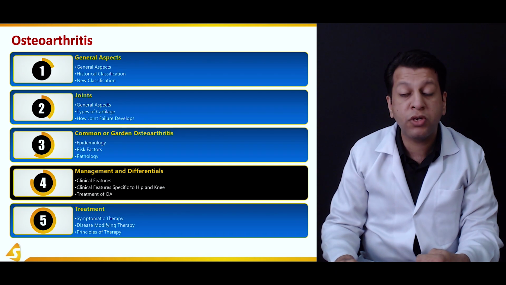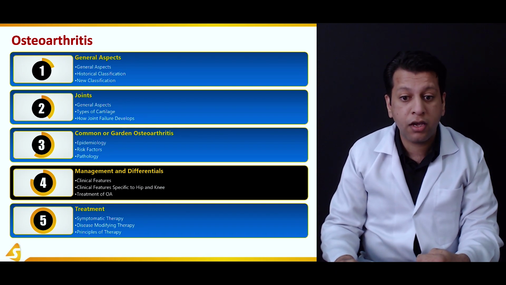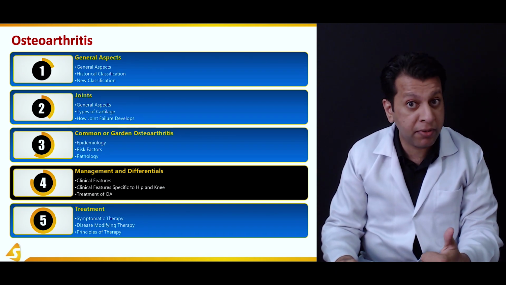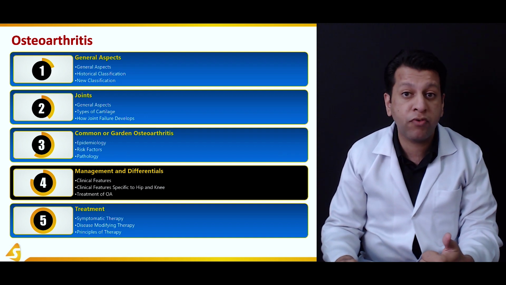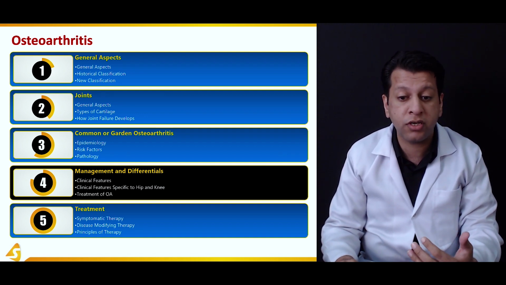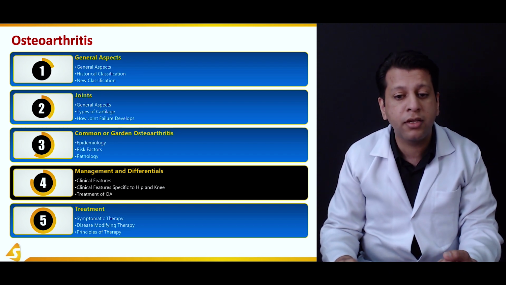In this, we'll be going through its clinical features specific to hip and knee, because these are the most common form of osteoarthritis. The patient presents with hip and knee osteoarthritis, and then we'll be going through the treatment of osteoarthritis.